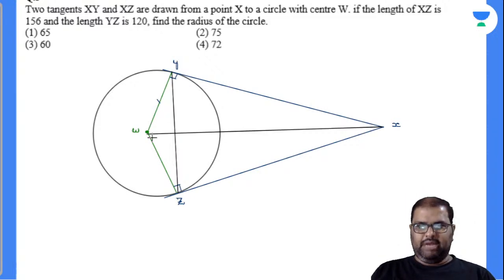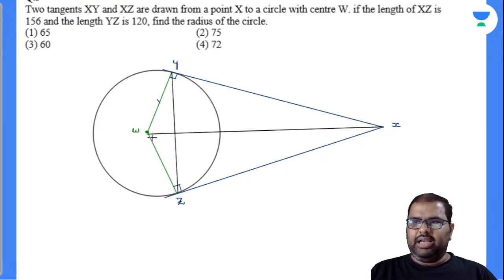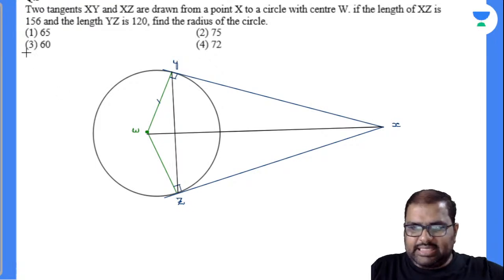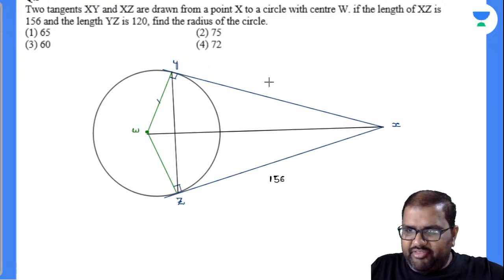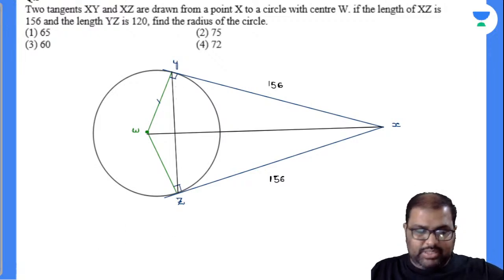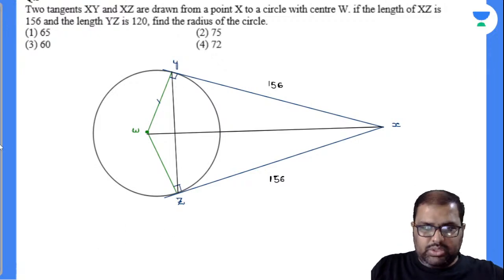Done. Now what is the question asked? If the length of XZ is 156, then my XY value will also be 156. Everybody knows this. YZ value is 120. Now this value is 120. And you closely observe there.